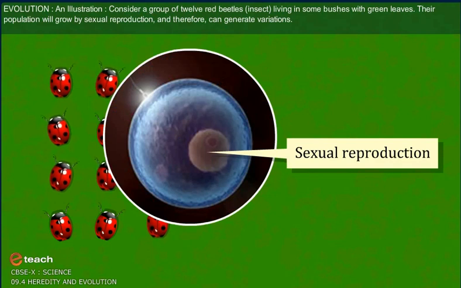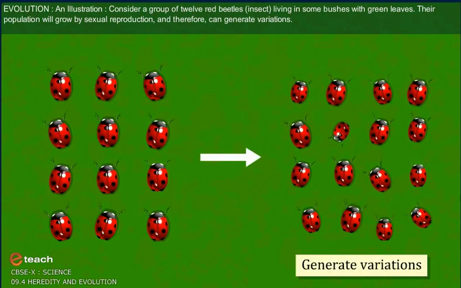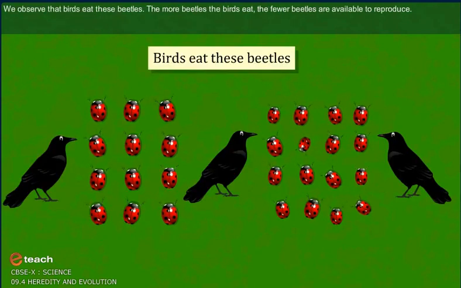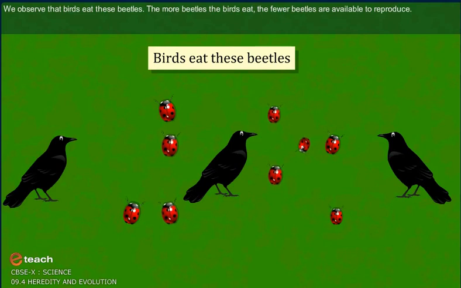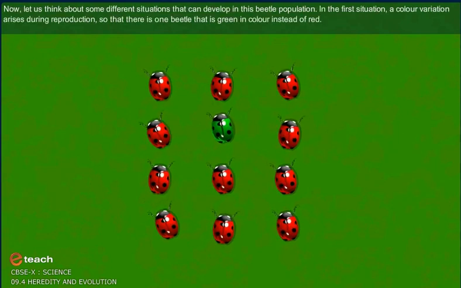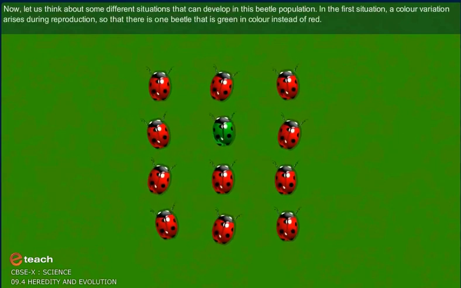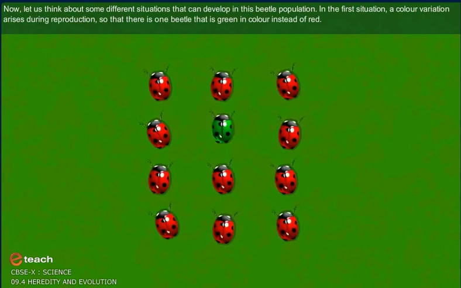Their population will grow by sexual reproduction and therefore can generate variations. You observe that birds eat these beetles. The more beetles the birds eat, the fewer beetles are available to reproduce. Now, let us think about some different situations that can develop in this beetle population.